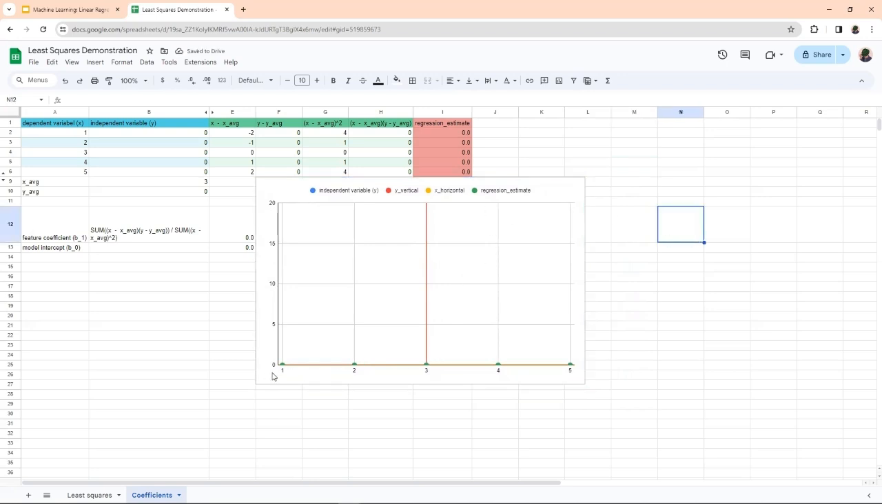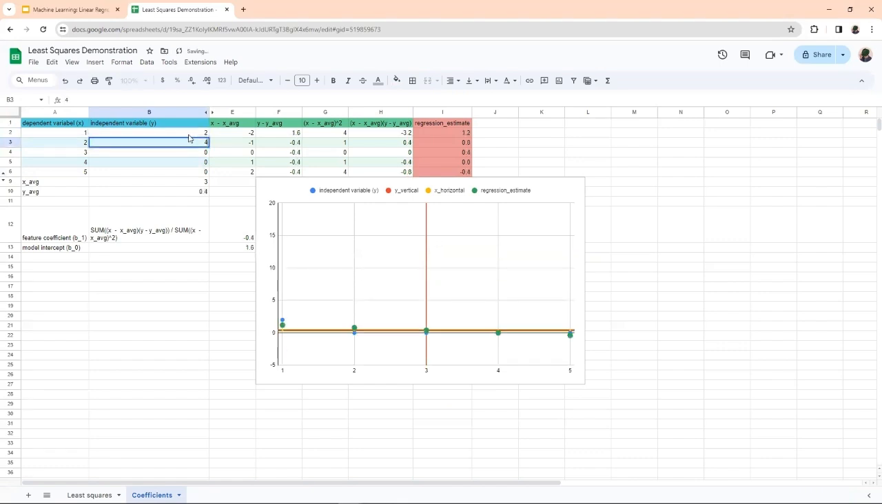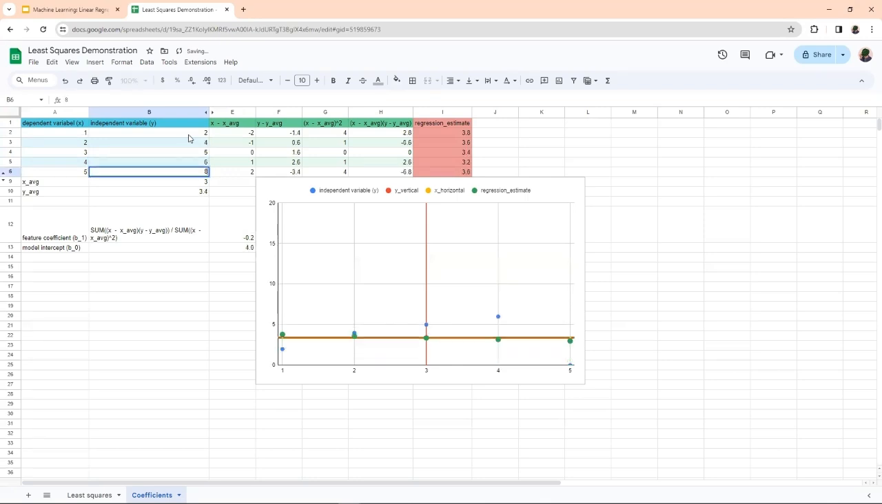As you can see, this is our dependent variable, and our independent variable I've set to 0. Therefore, you see our regression estimate is the green one, which is just there. But now let's give it some values.